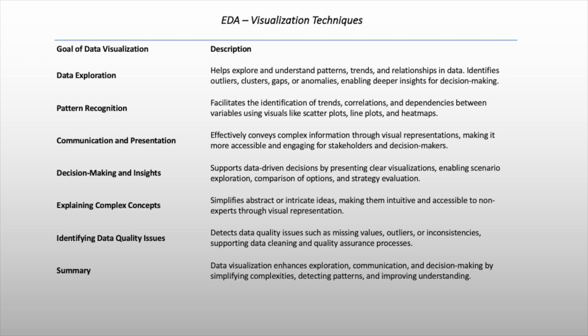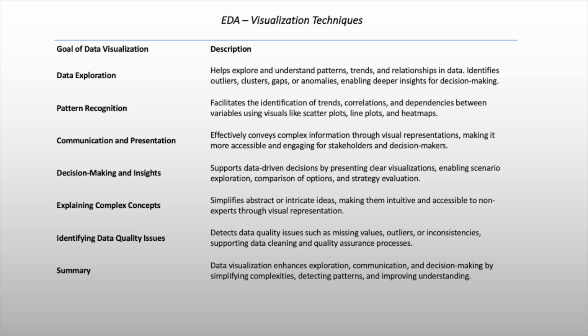Explaining complex concepts. Data visualization simplifies complex concepts and makes them easier to understand. By representing data visually, abstract or intricate information can be presented in a way that is intuitive and accessible to a broader audience. This is particularly valuable when communicating technical or scientific information to non-experts.